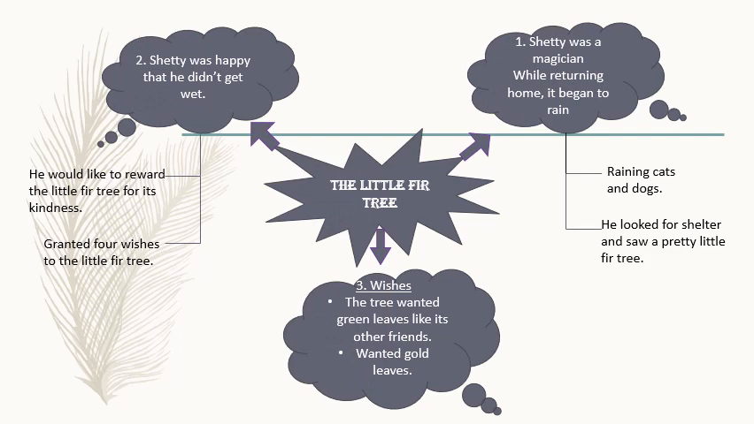So, as the story unfolds, we have seen that there was a magician named Shetty. While returning home, it began to rain, and it was raining cats and dogs, means it was raining heavily. Then Shetty the magician looked here and there for shelter. As he was looking here and there, he saw a pretty little fir tree. Then Shetty went there to protect himself from the rain.